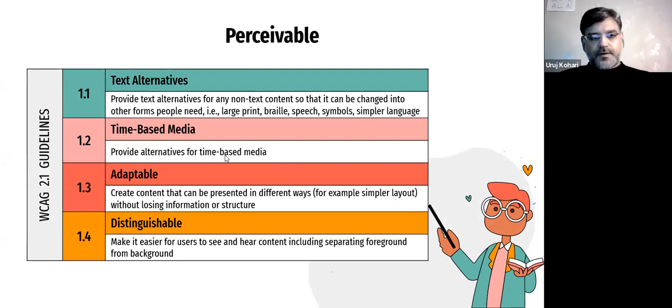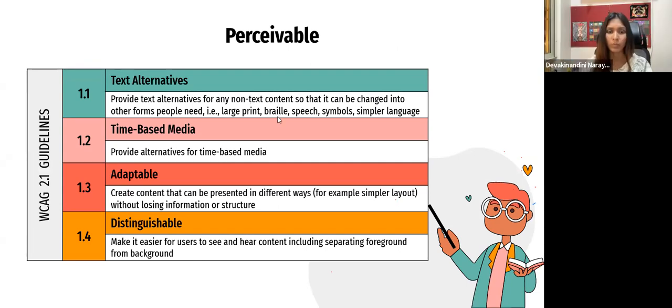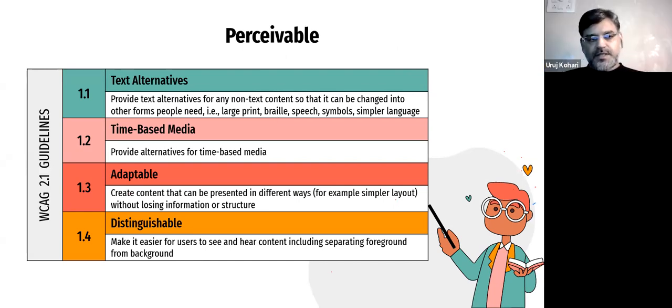Now, we'll take a quick look at something which is part of perceivable, and we'll go to individual items within the guidelines, say 1.1 under perceivable, text alternatives. We have to provide text alternatives. Why do we need that? We need text alternatives for non-text content, such as images. If you don't have that, the screen reader will not be able to read it out. It's just an image out there, and a blind person will not know what the image is all about. So you need the alt text available, and that's such an important thing.